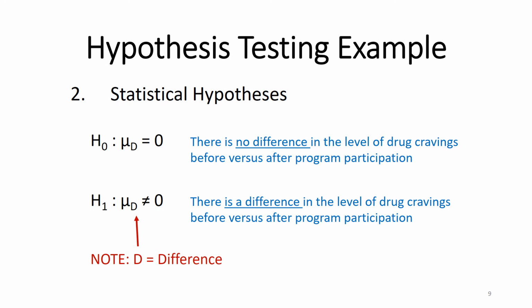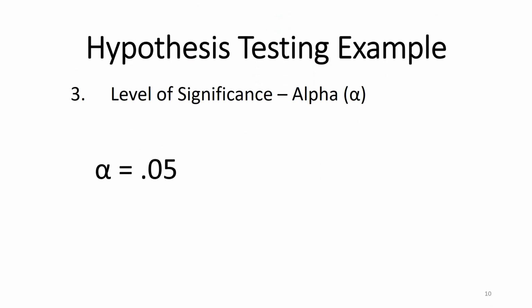Next slide. Alpha, level of significance, we're setting it at 0.05, just like we've done and just like we will continue to do. Not much to talk about on this one. Let's move on to the next slide.